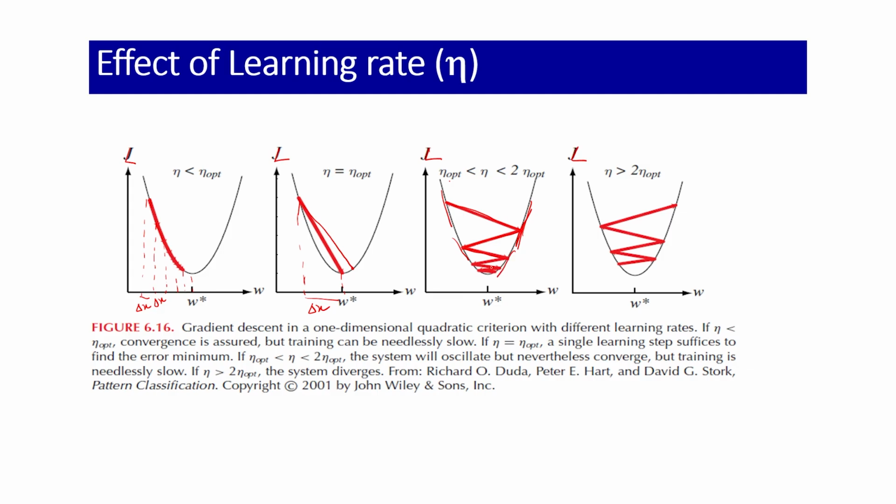And if you take a very large learning rate, that means a very large step, then this is what is going to happen. This is taken from the book of Richard O. Duda, Peter E. Hart and David G. Stork, Pattern Classification, John Wiley and Sons.